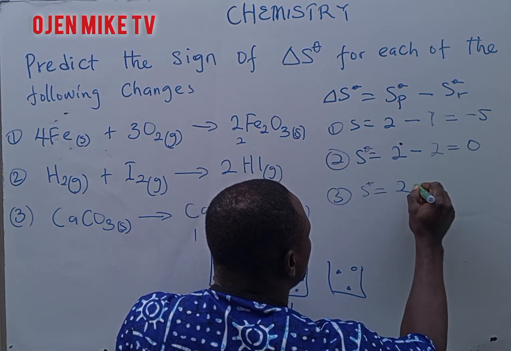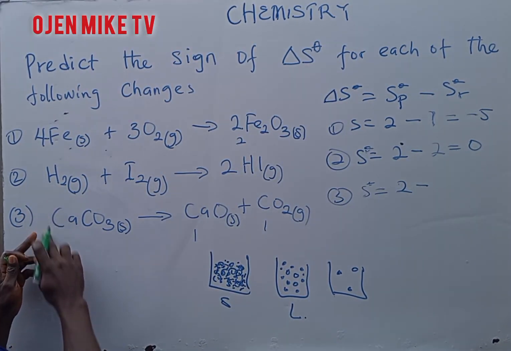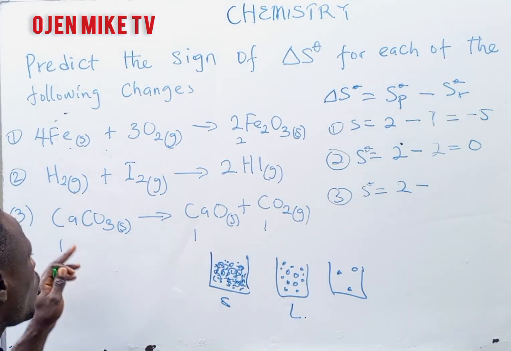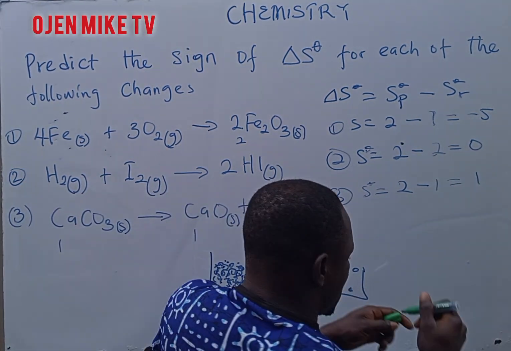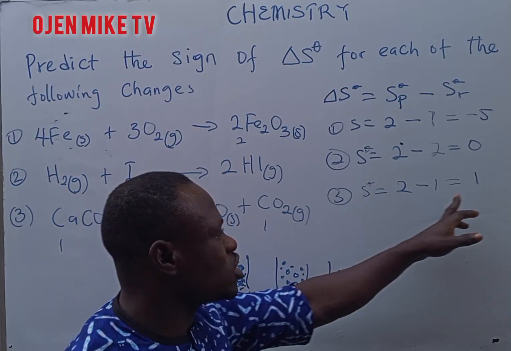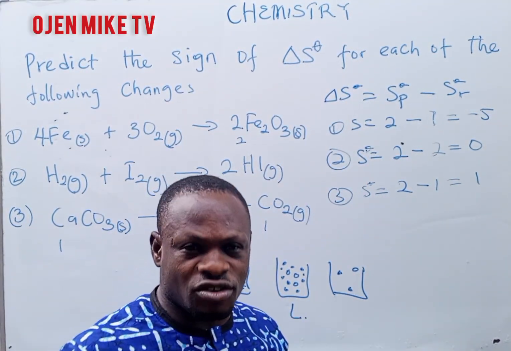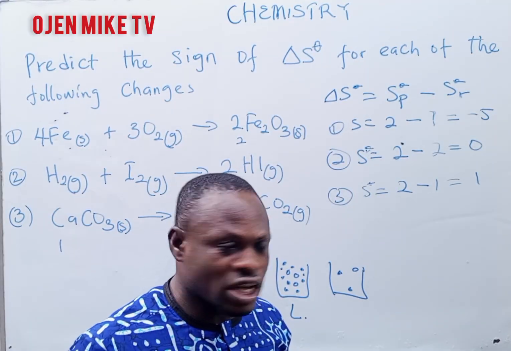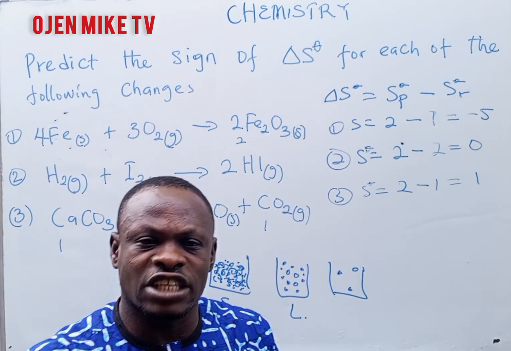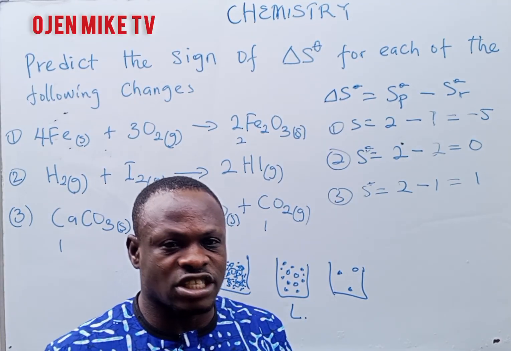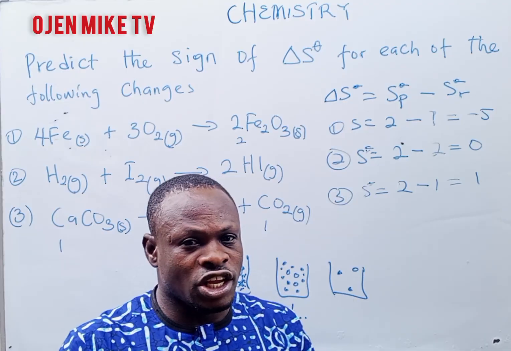So ΔS equals 2 minus, coming to this side, the limestone. Here there is nothing, so we have 1 mole of limestone, and you subtract 1 mole, which equals 1. So the entropy change here is positive because the value is positive, so there is an increase in randomness of the system. Anytime entropy change is negative, there is a decrease in randomness. Anytime it is positive, there is an increase in the randomness of the system. Anytime it's 0, there is no change in entropy.